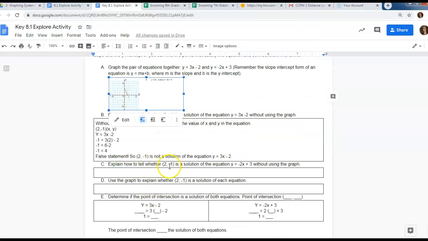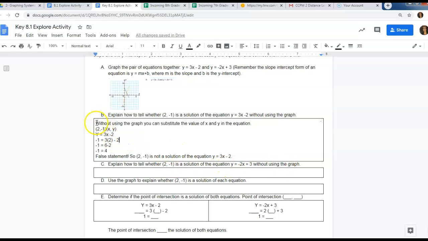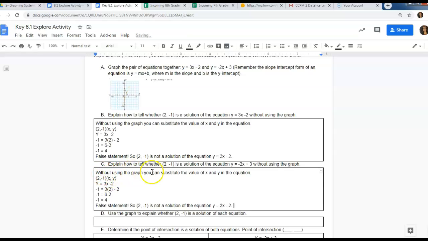So it says explain how to tell without using the graph. The same thing, okay? So I'm just going to copy and paste and then change it when I need to, because it's going to be the same answer. Control copy, control paste, but it says without using the graph, you can substitute into the equation. So I did that one, but the equation is going to be different. This one's going to be -2, and then it's going to be +3. I'm trying to maximize my time.